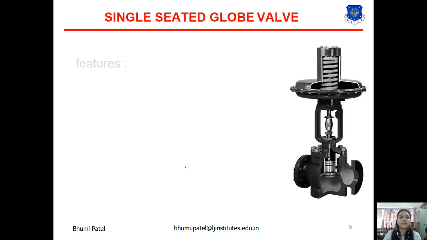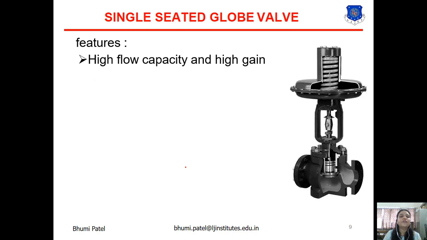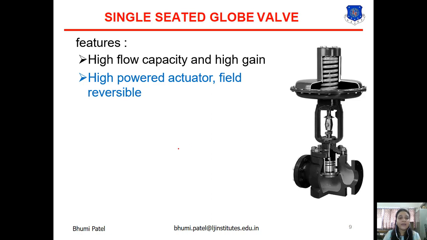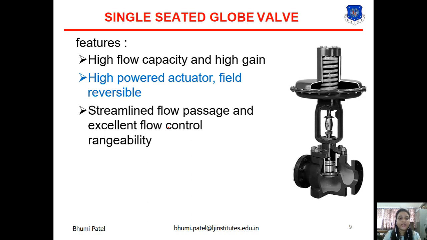Now the next one is the features of the single seated valve. So the flow capacity in the single seated valve is high and the gain of the system is also high. It has a high power actuator and is field reversible. It has a streamlined flow passage and excellent flow control rangeability. Now what is rangeability? It is the ratio of CV max upon CV min. So for the single seated valve, the rangeability of the flow is excellent.